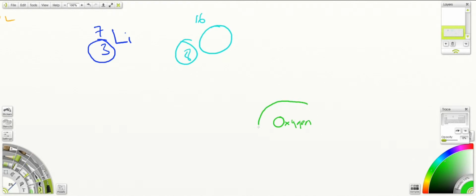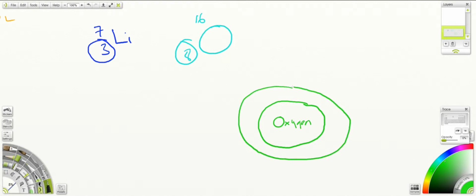So, I'm going to have one ring here, so that's going to be 2. I'm going to have another ring here. I won't need any more because I just need a maximum of 8. So, let's draw on the electrons. I've got 1, 2, maximum of 2. I need to move on now. I've got 3 in total, 4, 5, 6, 7, 8. And so now I've got 8 in total. 1, 2, 3, 4, 5, 6, 7, 8.